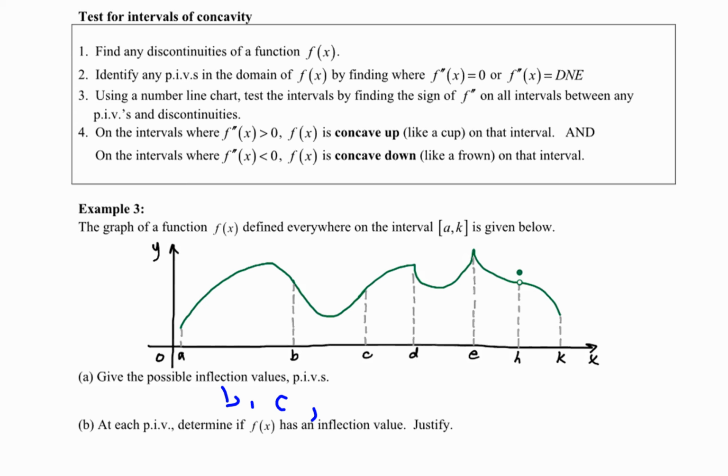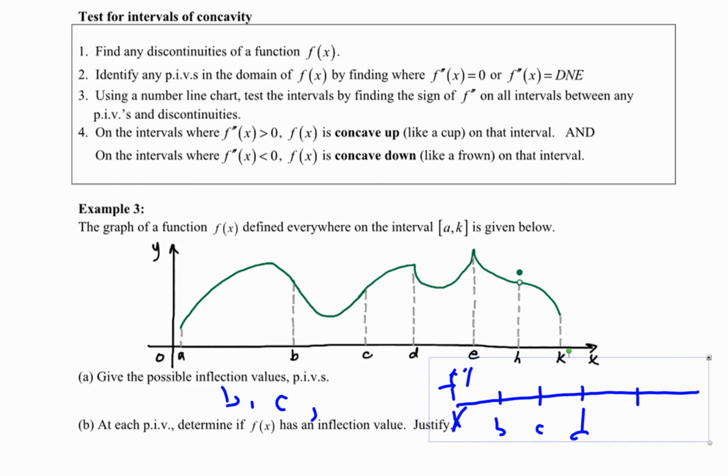You know what, this is going to help us to make a little chart here, and it's going to help us for the next section. So we have x, we have f double prime. We're talking about concavity now. So we have B, C, D, E, H. I'm not going to include the endpoints because that doesn't make sense. Now I know I only listed B and C. Let me organize this a little better.